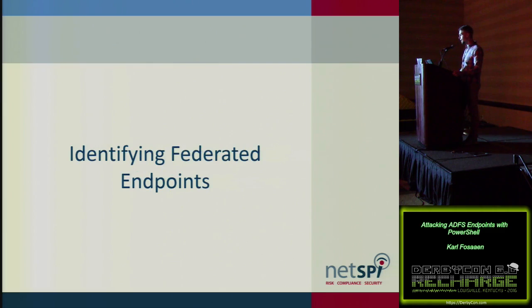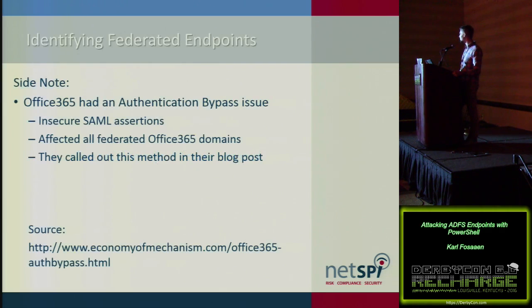So, starting things off, identifying federated endpoints is an interesting thing. We can actually ask Microsoft. In Office 365, they had an authentication bypass issue, and the person who wrote up the whole thing is, well, you'll see here in a second. They actually wrote up this whole method in that auth bypass blog post, and it was a week before I was going to put a blog out about this. It was a really cool SAML assertions bug where they basically could get access to any federated Office 365 domain. I've got the link down here at the bottom.